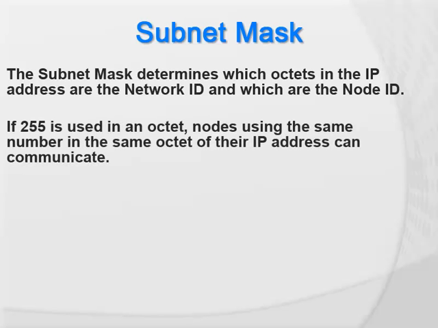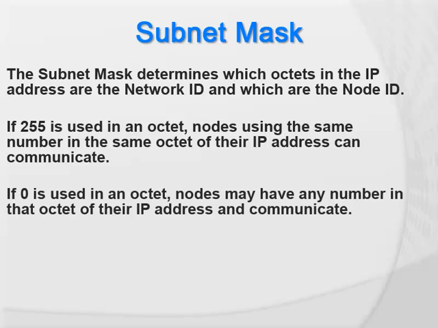When 255 is used as part of a subnet address, it allows communication between nodes that share that portion of their IP address. If the octets in the IP address match, then the nodes can talk to each other. Otherwise, messages between them are ignored. When a 0 is used in a subnet mask, those octets of the IP address do not have to match for the nodes to be able to communicate.